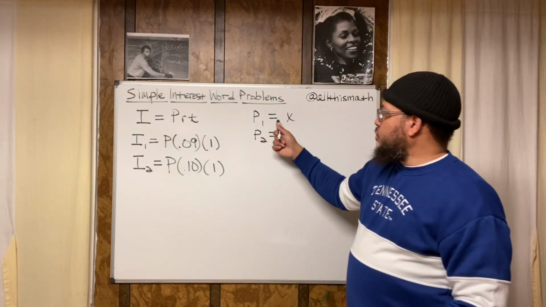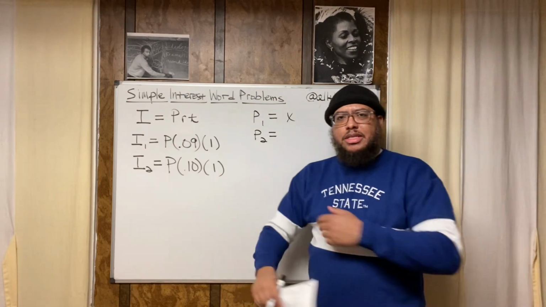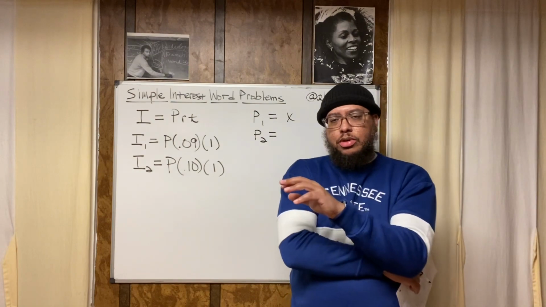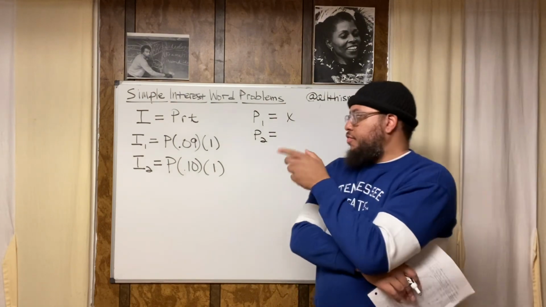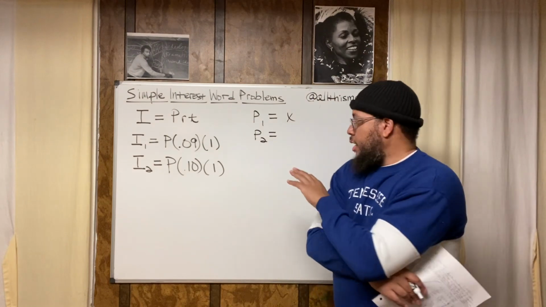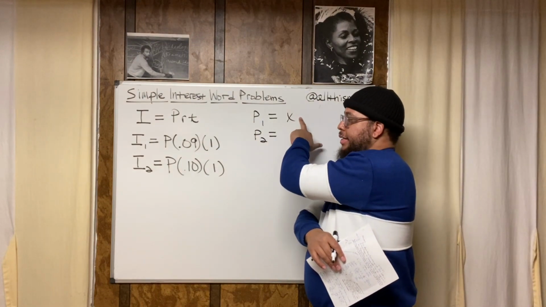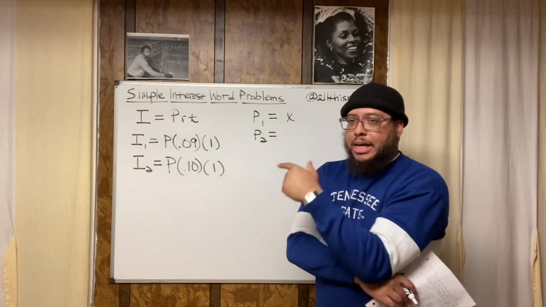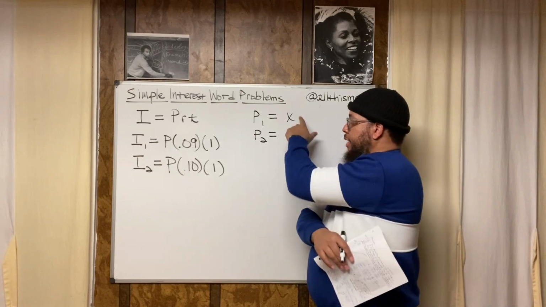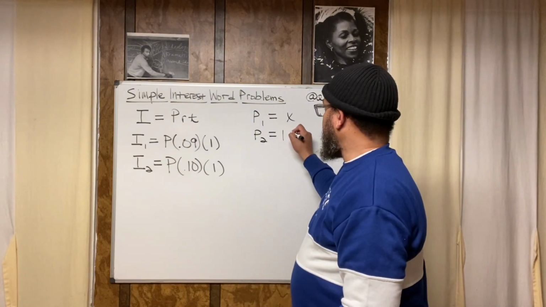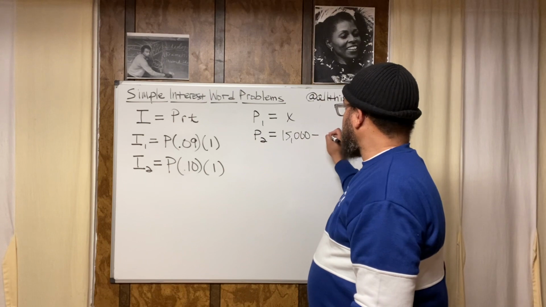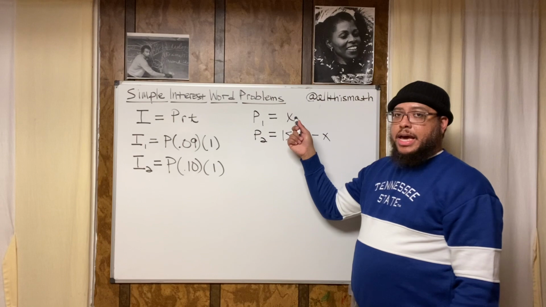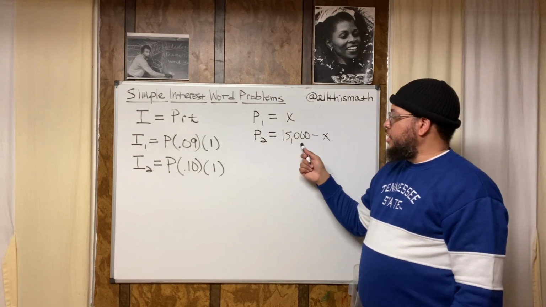Now, if the first one was X, how can we represent the second one? This is a key issue in mathematics, a key issue in algebra. We have to know how to represent the second one. If there's a total of $15,000 and this first principal we're calling X, the second one would be 15,000 minus X. So the principal from the first investment is X. The principal from the second investment is 15,000 minus X.